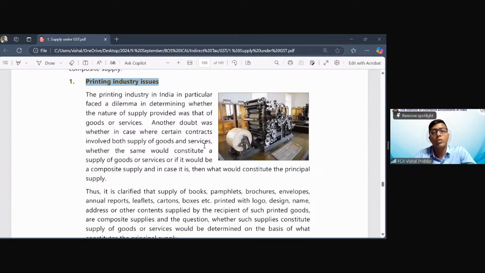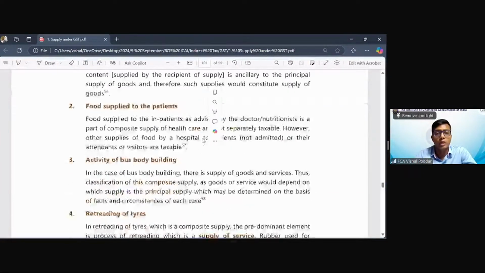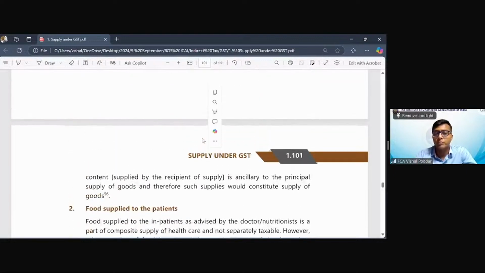So that is what the circular clarifies. So the circular's clarification is based on what is the exact transaction. So if the exact transaction is I give content and you do the printing, it is supply of printing service. But where I only give you my symbol or name and you bring the material like the box, the tissue paper, the napkin, then it is mainly supply of goods, that is the box or the tissue paper, etc.